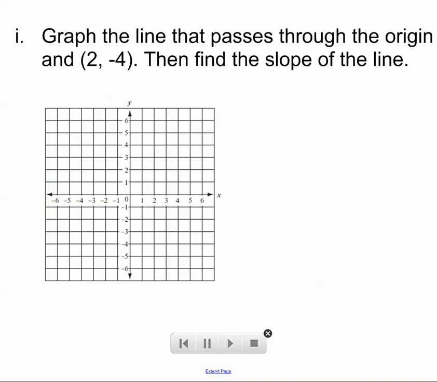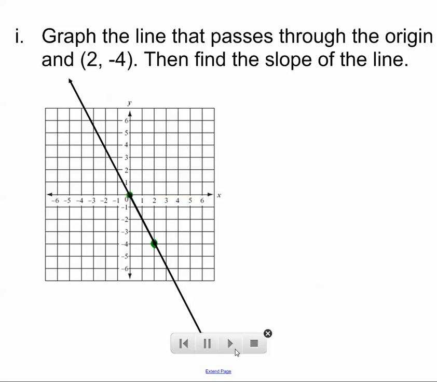Let's graph the line that passes through the origin and 2, -4, then find the slope of the line. Okay, first of all, the origin, there it is, 0, 0. That's the origin. It's where the graph begins, 0, 0. It's the start of it. And then 2, -4, we're going to go right 2 spots and down 4. And there's that point. Okay, then we're going to draw this line. So use a straight edge and draw a line through those 2 points. I have my little cheater tools here.